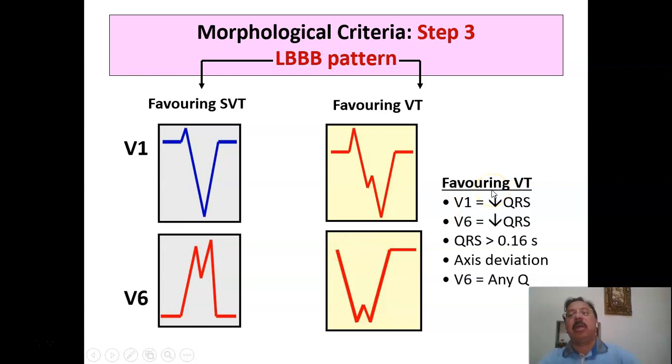So in presence of left bundle branch block pattern, the following features favor ventricular tachycardia: negative QRS complexes in V1, negative QRS complexes in V6, QRS complexes that are wide, more than 4 small boxes. There may be very bizarre axis deviation, and in V6 just focus. If you get even the smallest Q wave, this is more in favor of ventricular tachycardia.